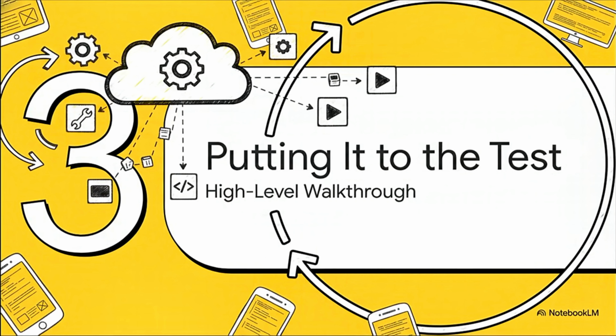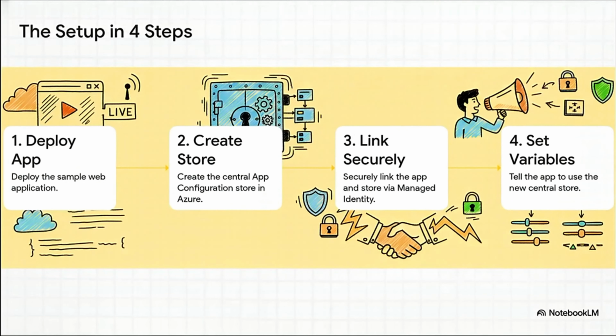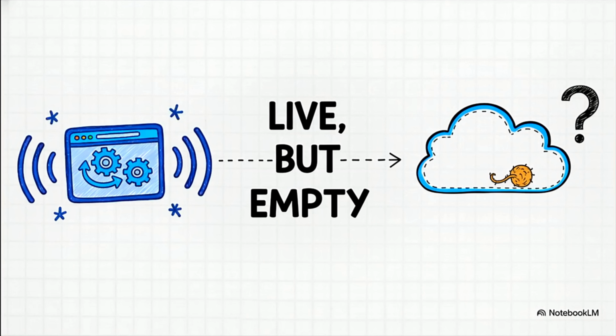Okay, that all sounds fantastic in theory, but what does it actually look like in practice? Let's do a high-level walkthrough of the core ideas from the lab and our source material and see this thing in action. So the setup, conceptually, is pretty straightforward. First, you've got your web app. It's already running. Second, you create that central command center we talked about, the app configuration store. Third, you make a secure connection, like a secret handshake, between your app and the store so they can talk to each other. And finally, you just tell your app, hey, from now on, you get your instructions from over there. Simple as that.